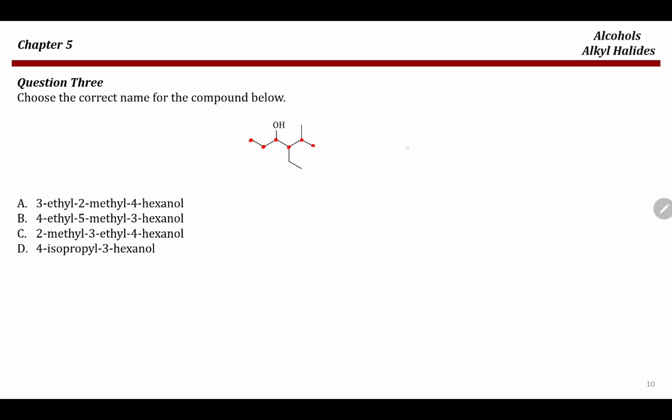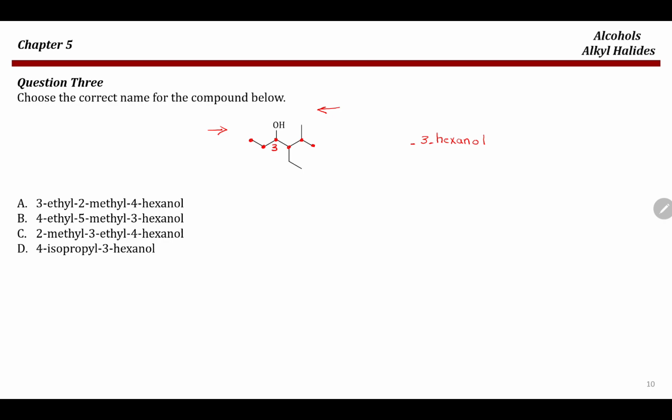We have 6 carbons, so this is hexanol. And if I start counting from the left side, my OH group will be at position 3. If I start counting from the right side, it's going to be at position 4. So definitely I have to start counting from the left side, so this is 3.